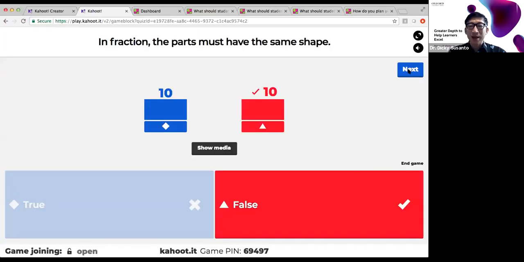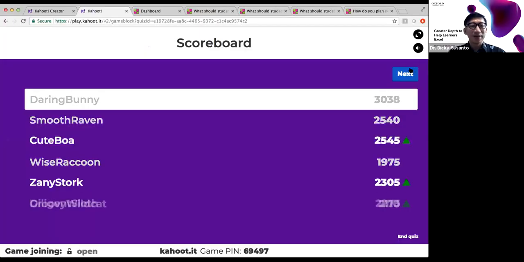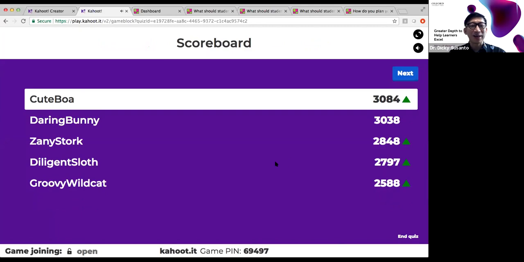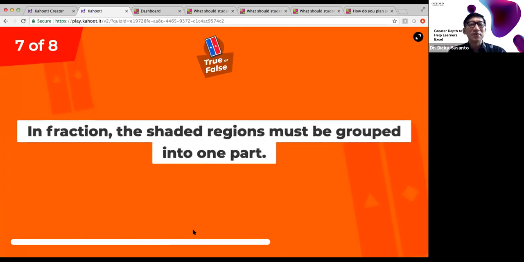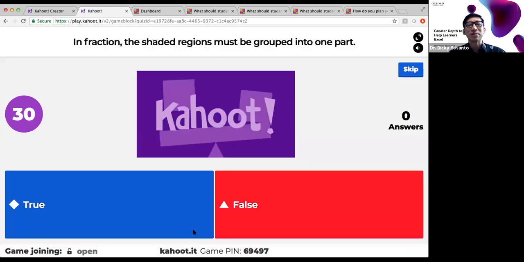Okay, let's see how. Oh, Cute Boa has taken over first rank. All right, let's go to the last question. Still have opportunity to take over. So in fraction, the shaded regions, oh, so we have two more questions. The shaded regions must be grouped into one part.